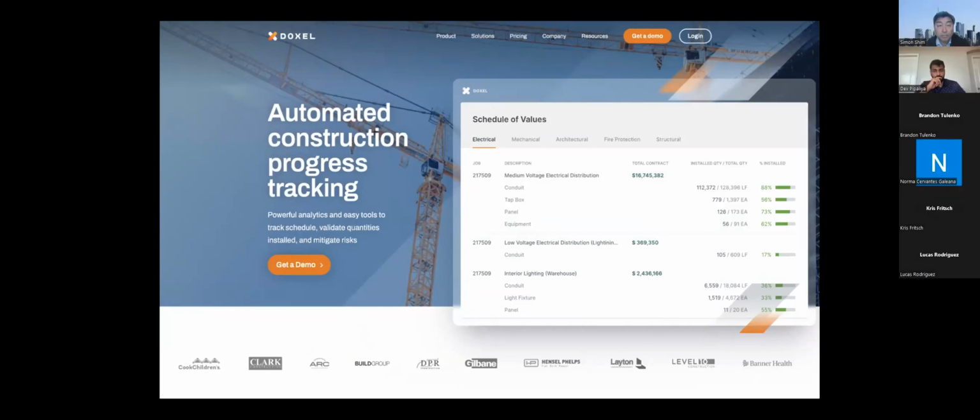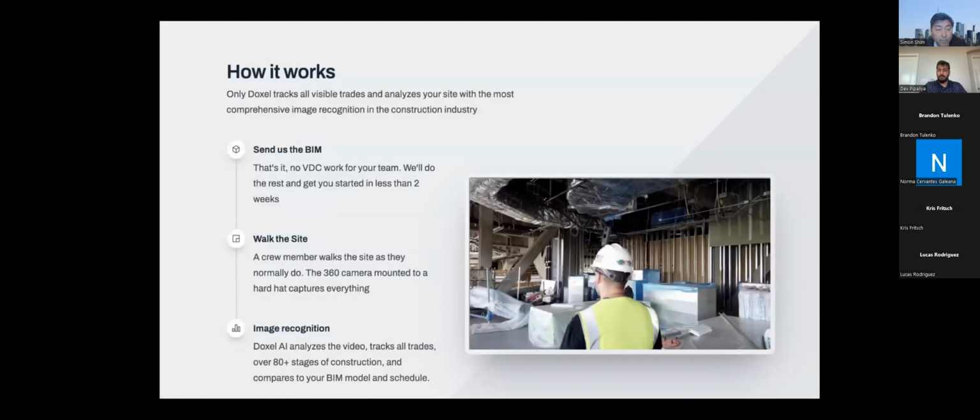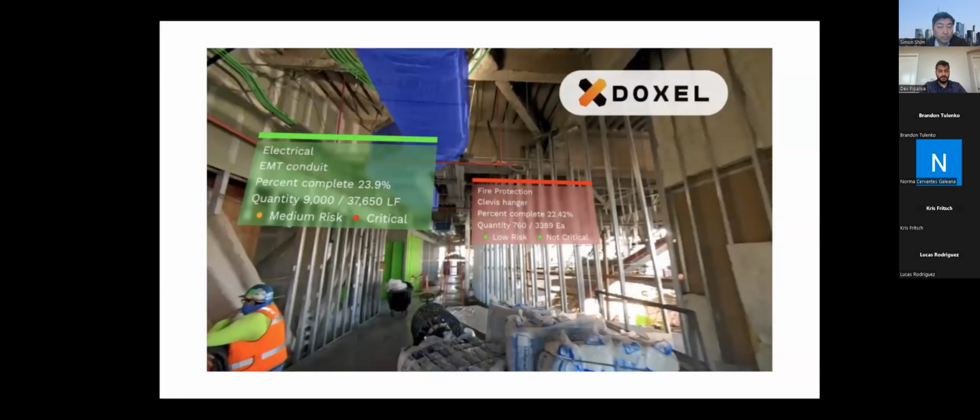and how we use it and how it can help really speed up the process of construction and give you more accuracy. So it is automated construction progress tracking. How it really works is you give it a BIM model, and they use 360 camera data. And once you have that, you can compare and see the two at the same time.